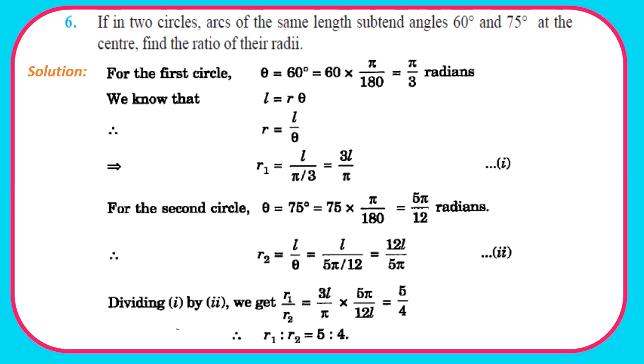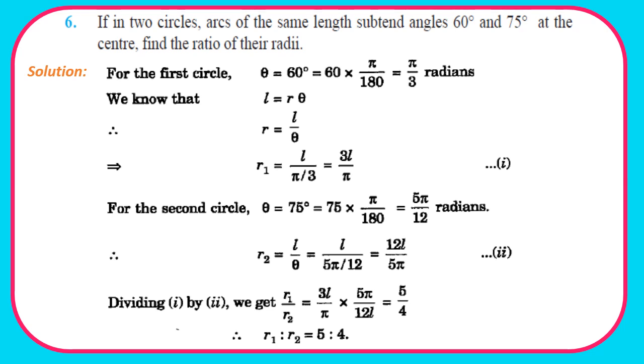Next is question 6. If in two circles arcs of the same length subtend angles 60 degree and 75 degree at the center, find the ratio of their radii. Okay, angles at the center are given, 60 degree and 75 degree. Lengths of arc are the same, we have to find the radii. Now remember this, since we are dealing with L, r and theta, theta has to be in radian measure, but here the angles are given in degree.